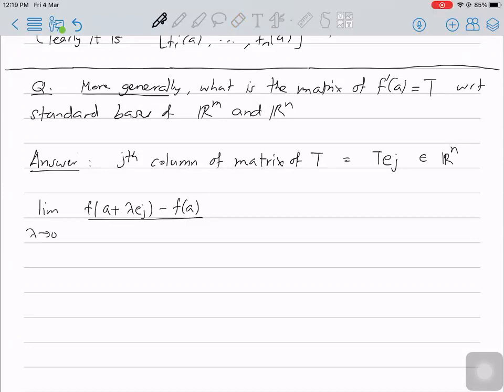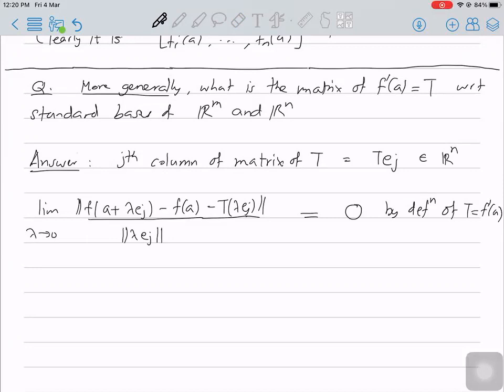And so in the bottom, what do I write? Modulus of lambda, except I can write mod of lambda times ej. And first of all, this is minus T of lambda ej. So what do I know about this? I know that this limit is 0 by definition of T equals f prime of a.